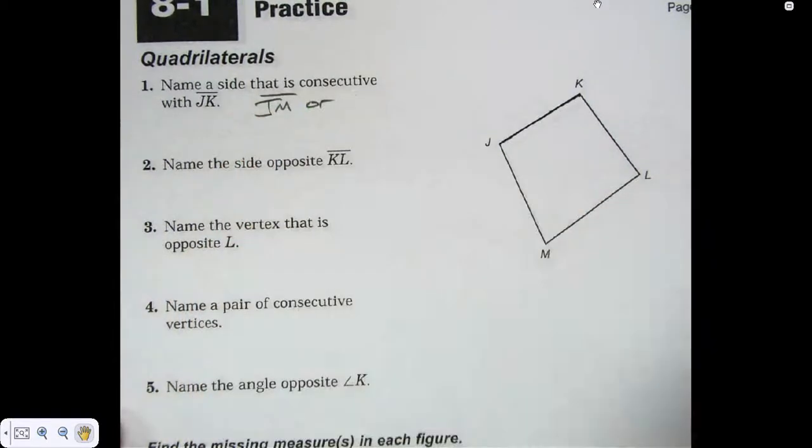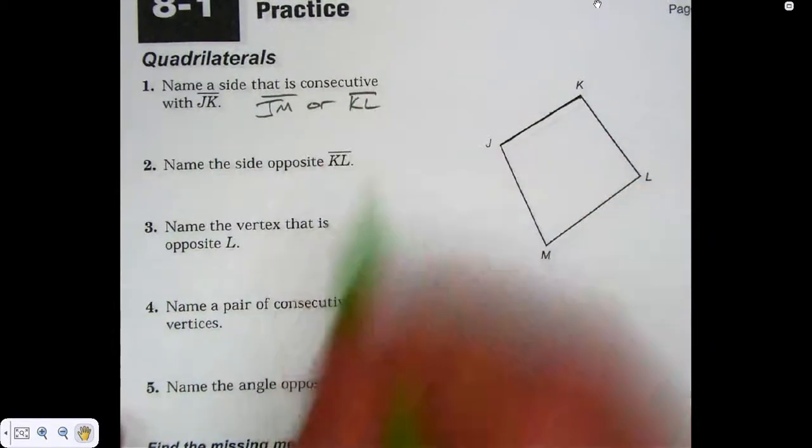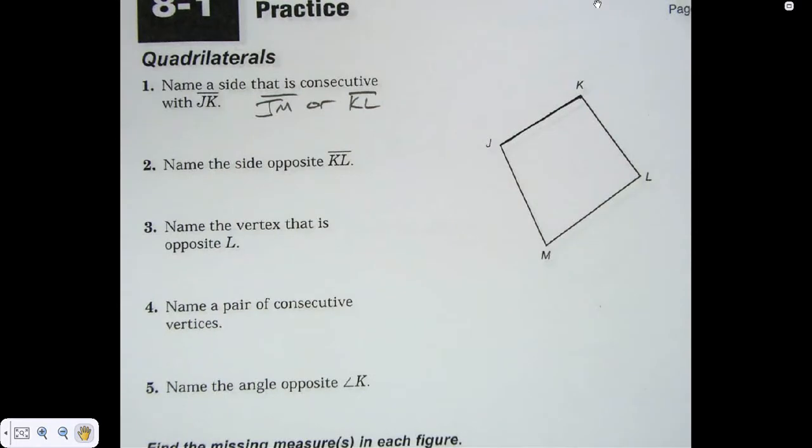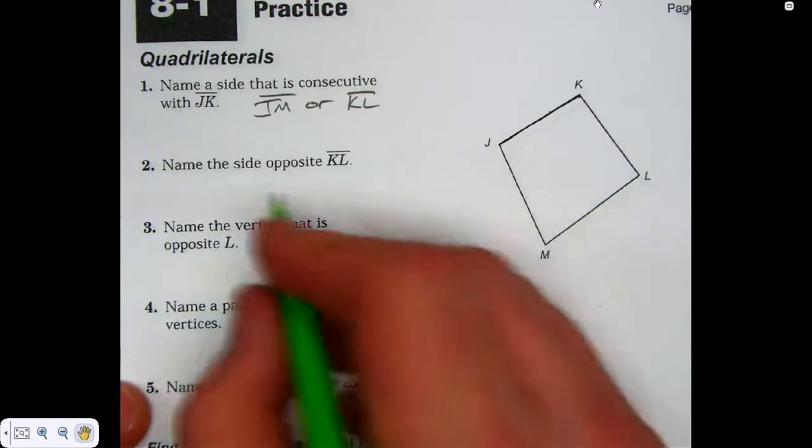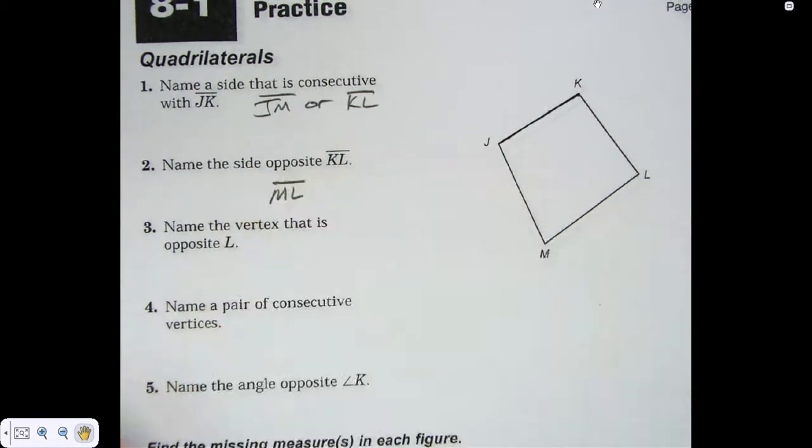JM? Or what could you have said? And do I need to just write JM or do I need to put a segment line above it? I do need to put that above it, don't I? Don't just write JM. That's wrong. That's the distance from J to M. Name the side opposite KL. Well, we already talked about that. That's ML.